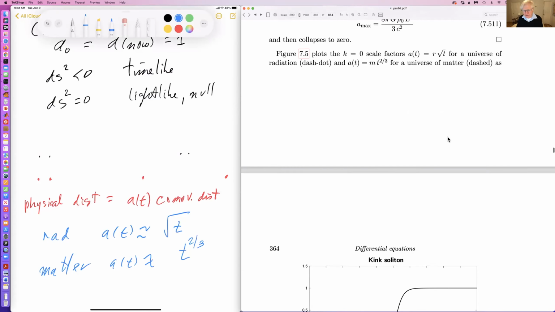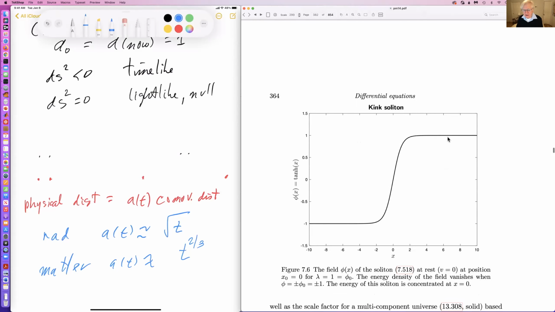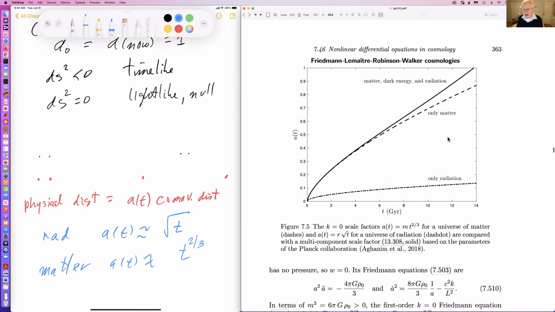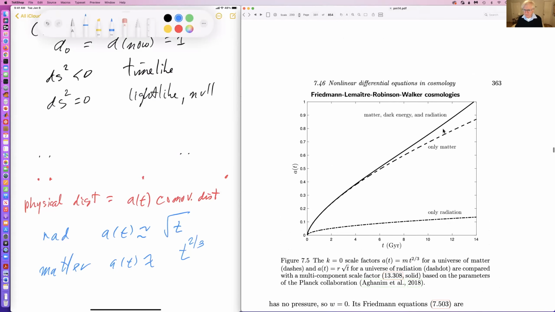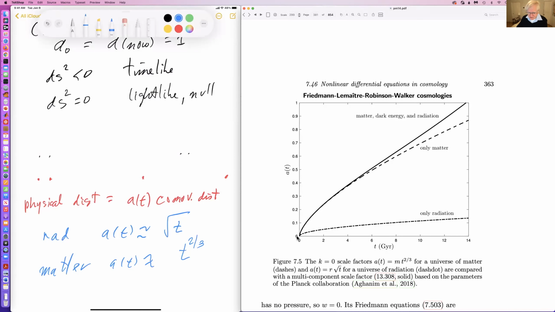And of course, there are many reasons to think about dark energy. In figure 7.5, what we see here is a plot of what we think is the correct curve for our universe. This is in gigayears, so this is a pretty accurate plot. If you only had radiation, it would look like that.